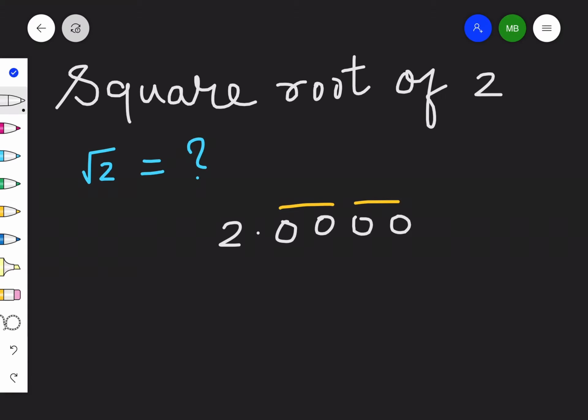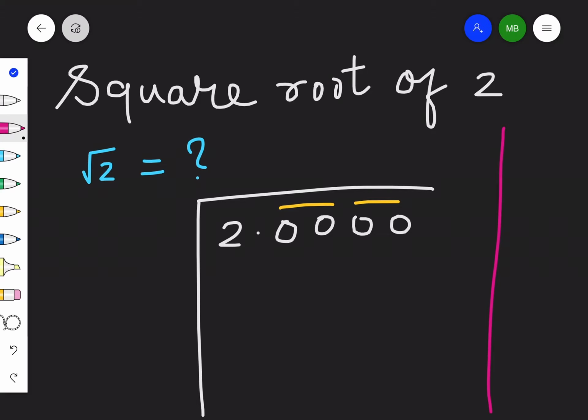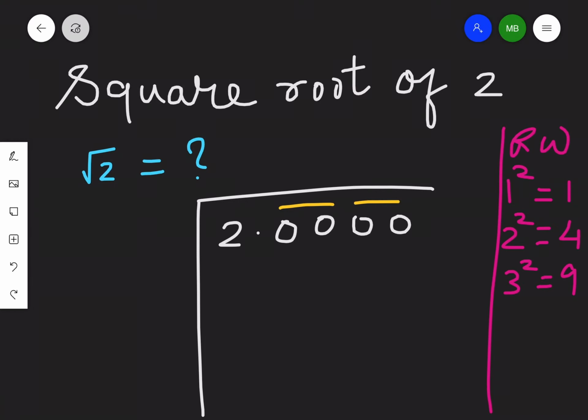And now we are going to divide this. This division is very similar to the normal division we do. The only thing over here is, I don't know what my divisor is. I'm starting with the table of squares here. I'm just writing it so that it will give me some idea. I don't have to write much.